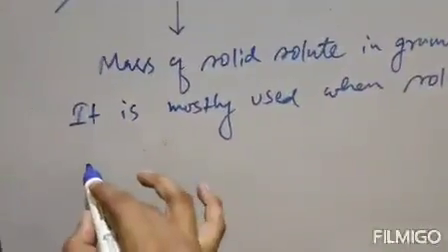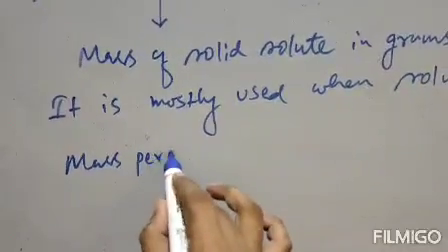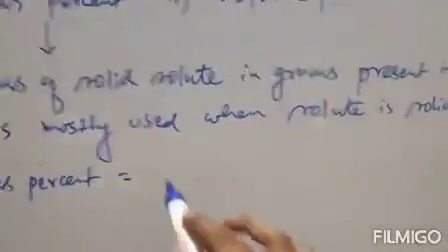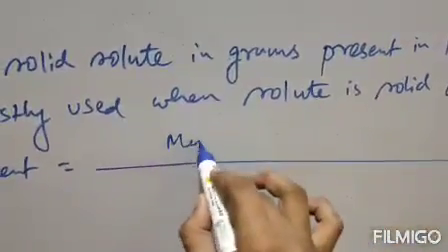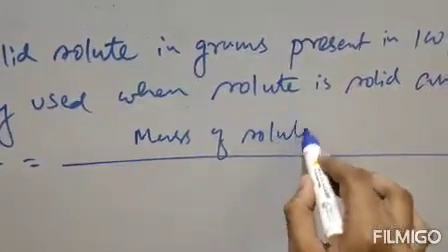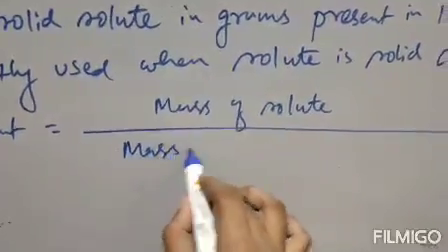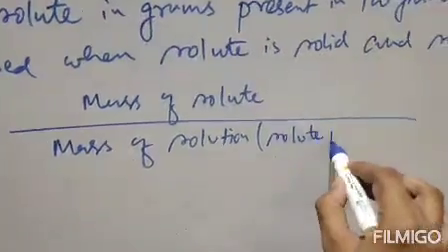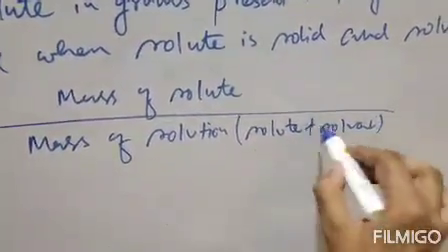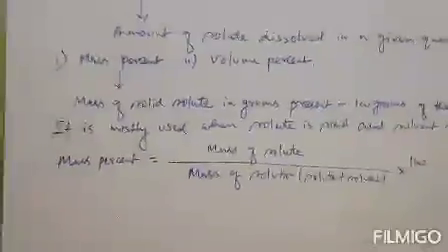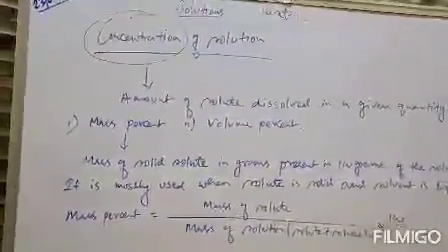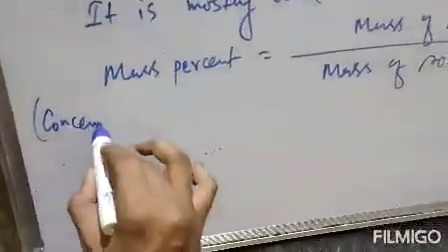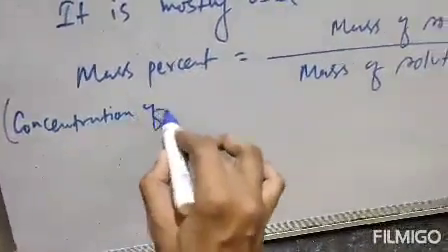The formula of mass percent is mass of solute divided by mass of solution, where solution means solute plus solvent, into 100. This is the formula of mass percent, and with this formula we can deduce the concentration of the solution. Clear?